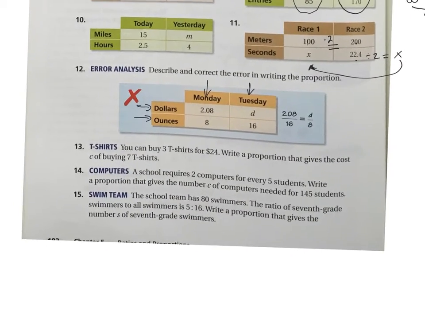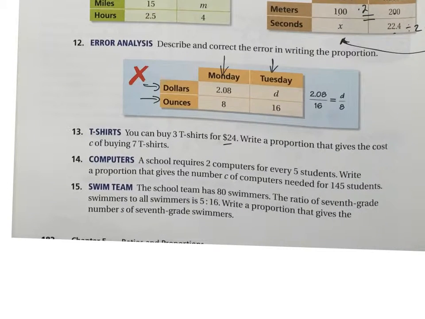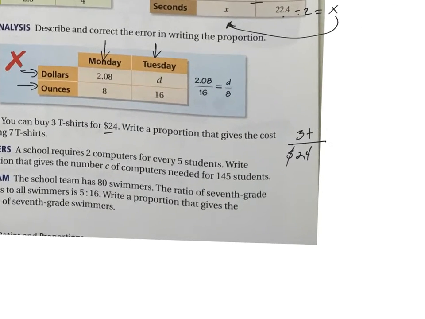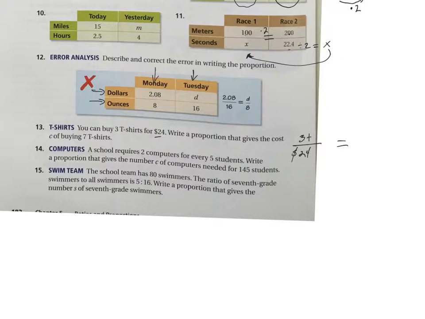Now we go 13 to 23 odd, and let's see. You can buy 3 T-shirts for $24. Write a proportion that gives the cost C of buying 7 T-shirts. So you could use this graph here, but you don't really need to. You just need to write the proportion, right? So you have 3 T is equal to $24. You can write it like that. And is that equal to, we're going to put the number of C on the bottom because that's our cost, and then we have 7T. Oh no, I just showed you how to do it. So I know you can figure this out.